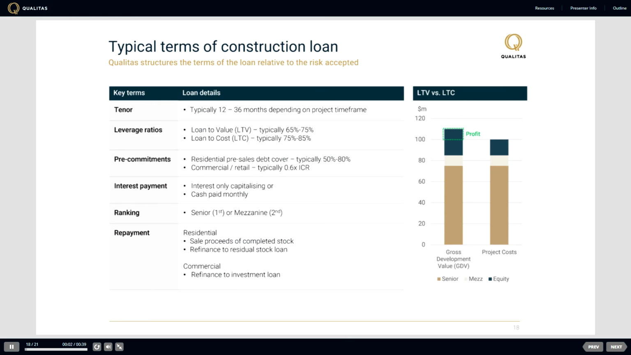Here are the typical terms. One important factor to highlight is that construction loans are sized off the lesser of a percentage of total cost, typically 75 to 85%, and the forecast as if completion valuation, typically 65 to 75%. The source of repayment of the loan is critically evaluated, and in the case of a residential development, is usually a combination of sales of completed dwellings and refinance into a residual stock loan. In terms of a commercial development, repayment is often refinance of the construction debt into a longer dated term investment facility.